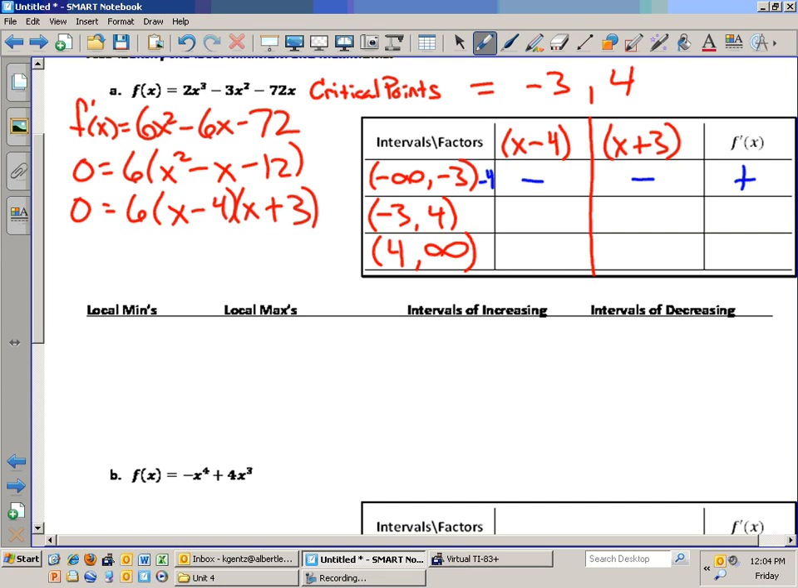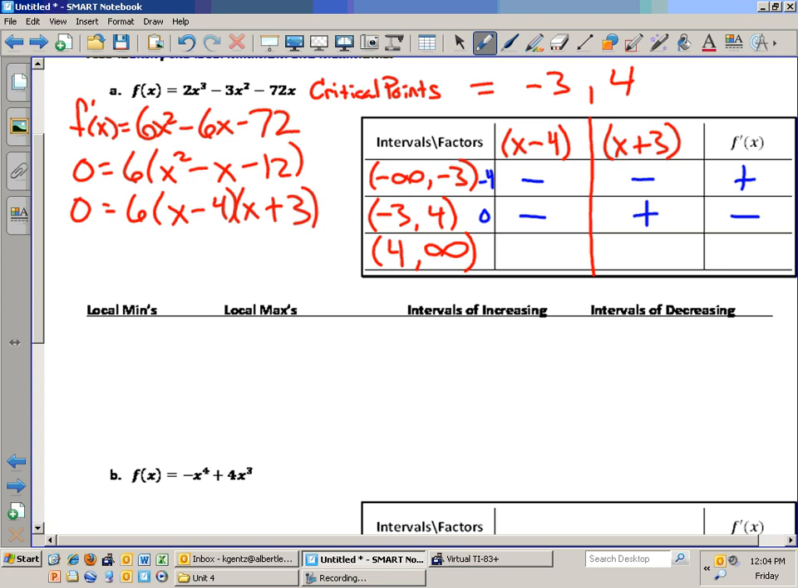What would be a good number to choose between negative 3 and 4? I choose 0. If I plug in 0, 0 minus 4 is negative. 0 plus 3 is positive. So note that I have 6 times a negative times a positive, which will give me a negative. So between negative 3 and positive 4, the function is decreasing. The function is on its way down.